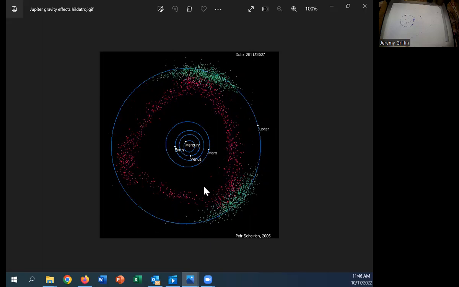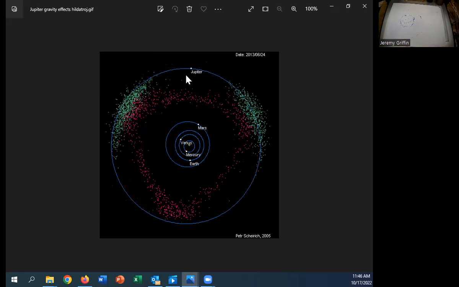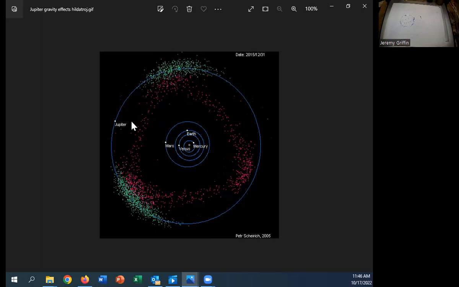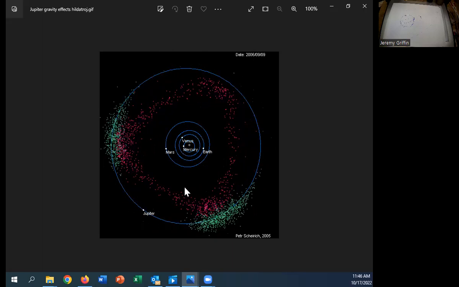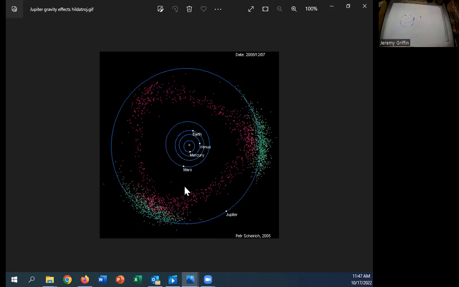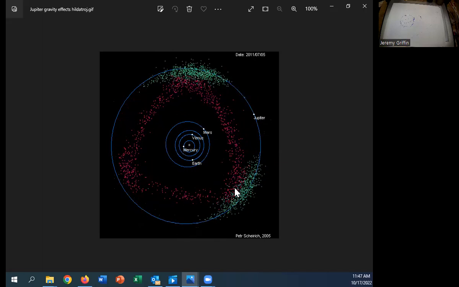Right? In fact, we're kind of lucky to have a big old mass like Jupiter as one of the planets in our solar system because, see, it's sort of protecting the inner planets from all those asteroids. Right? Yeah, Jupiter is, right? Pink dots are the asteroid belt.